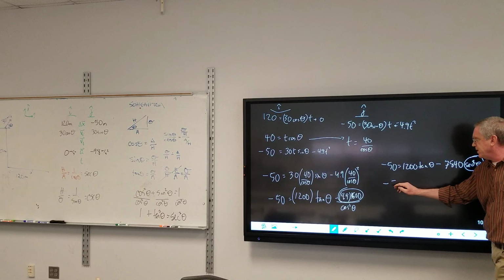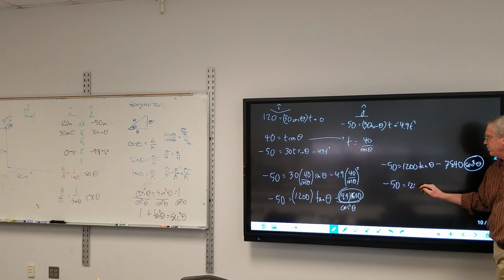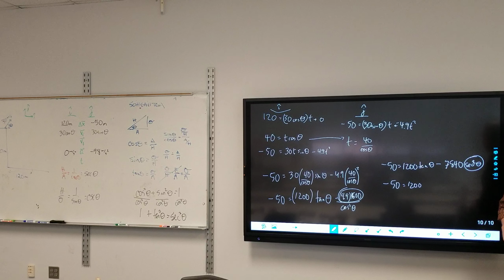So I have negative 50 is equal to 1200. Now, I hate writing tan theta over and over again, so I'm just going to use a capital T to represent tangent of theta. So T minus 7840 times 1 plus T squared. This is now a math problem, which I'm hoping that you can solve. How would you solve this?